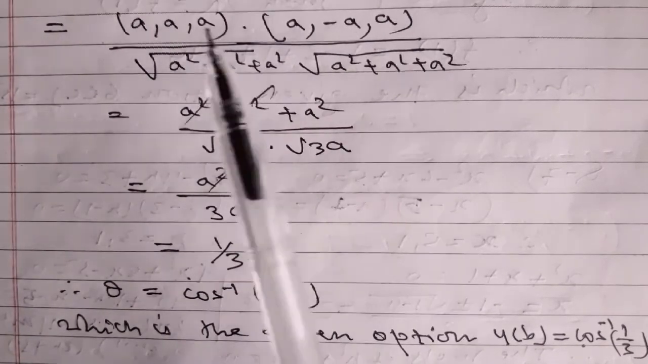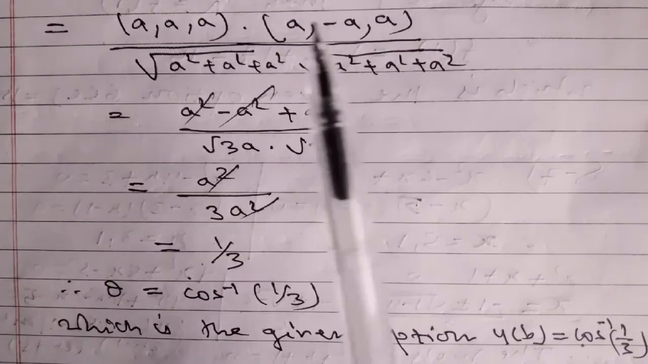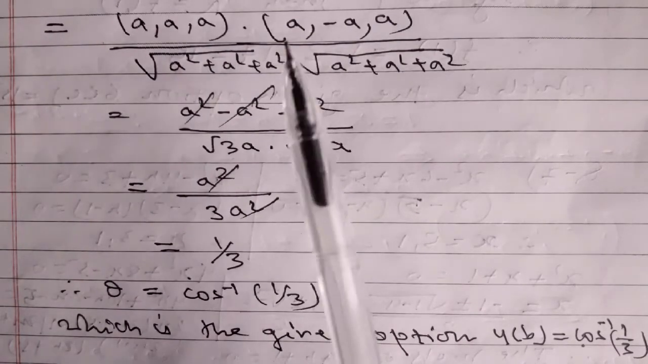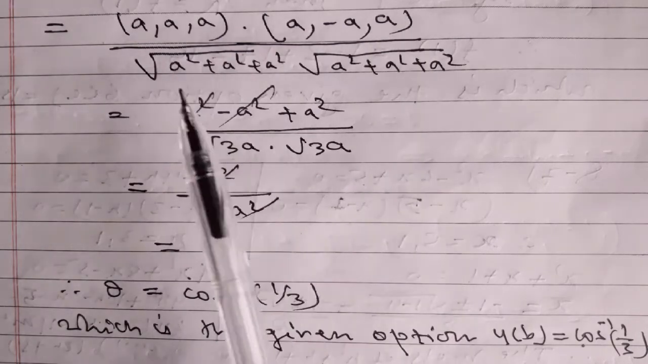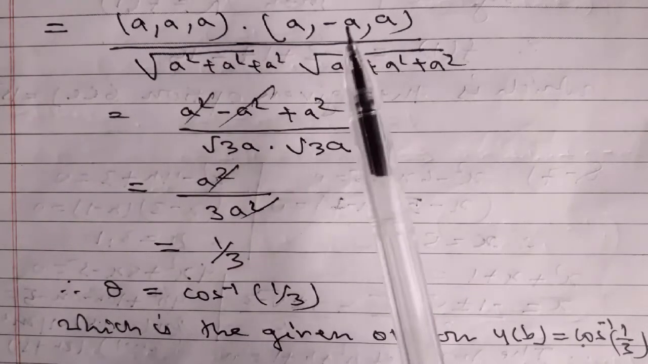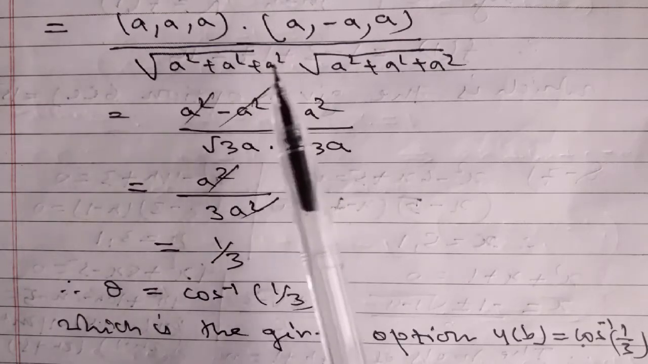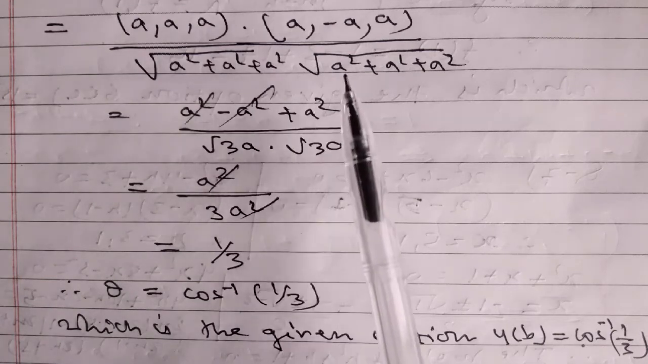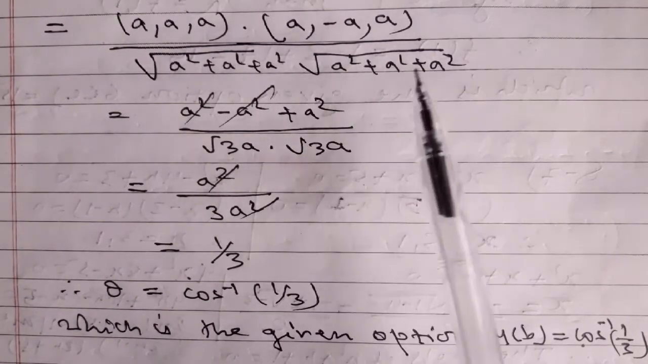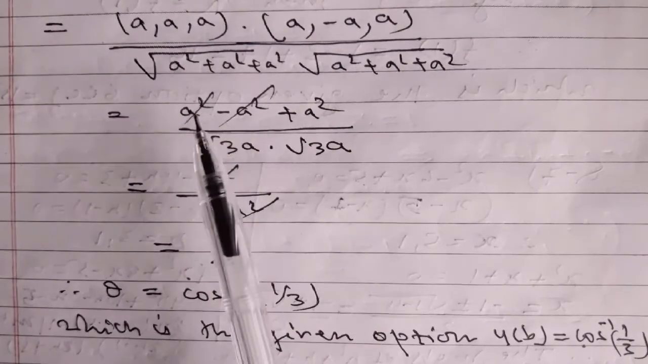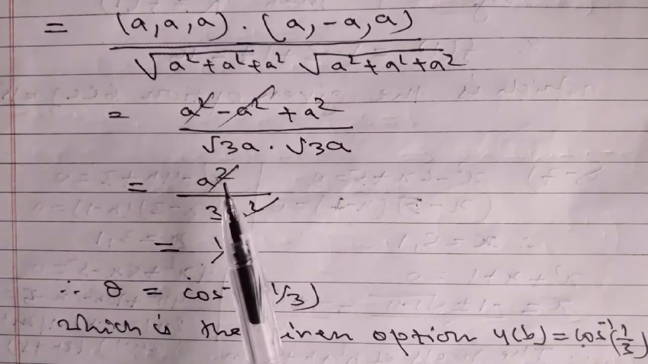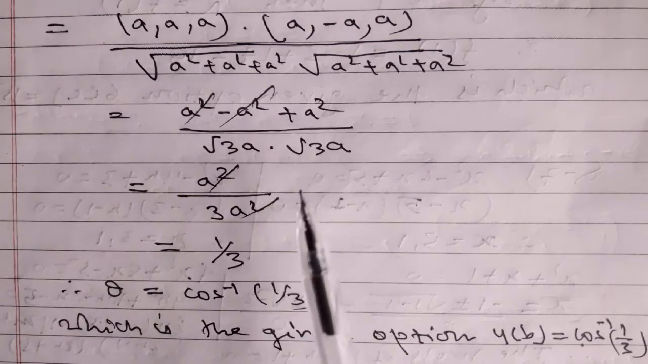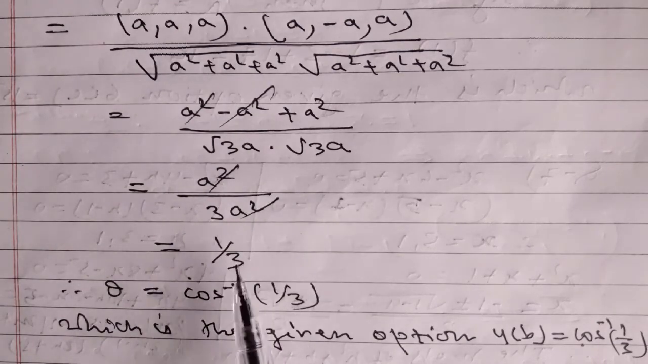So by using the formula of the scalar product of two vectors, we get a into a, plus a into minus a, plus a into a, that is a square minus a square plus a square. Now in the magnitudes, a square plus a square plus a square gives 3a square, and the root of 3a square is root 3 into a. Similarly, for BM, a square plus a square plus a square means 3a square, whose root is root 3 into a. In the numerator, a square minus a square cancels, so a square is left. In the denominator, root 3 into a times root 3 into a gives 3a square. The a square cancels, and we get 1 by 3. That means the value of cos theta is 1 by 3. Therefore theta is cos inverse 1 by 3, which is option 4b, cos inverse 1 by 3.